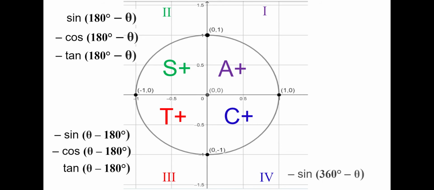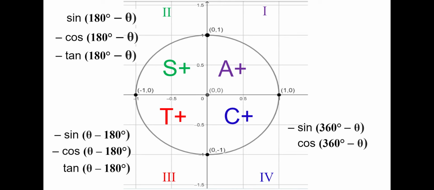Then in quadrant 4, we have negative sine of 360 degrees minus the given theta, then cosine of 360 degrees minus theta, since cosine is positive. And we have negative tangent of 360 degrees minus theta in quadrant 4. Now, please put these rules into your mind, because we are going to use them later. So let us have some examples for this one.